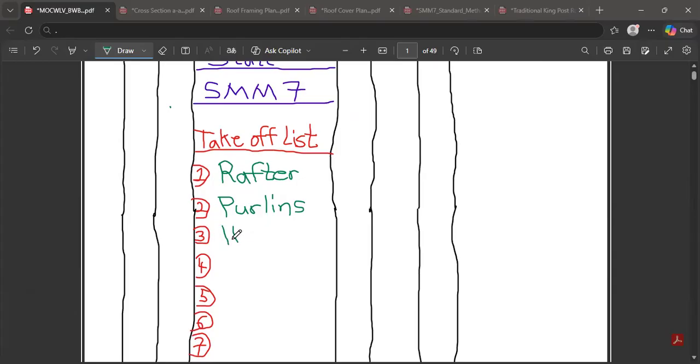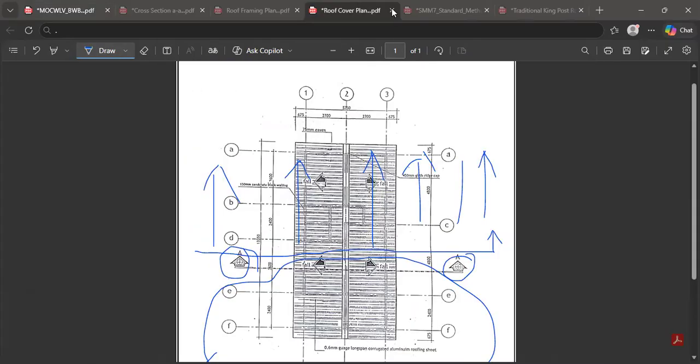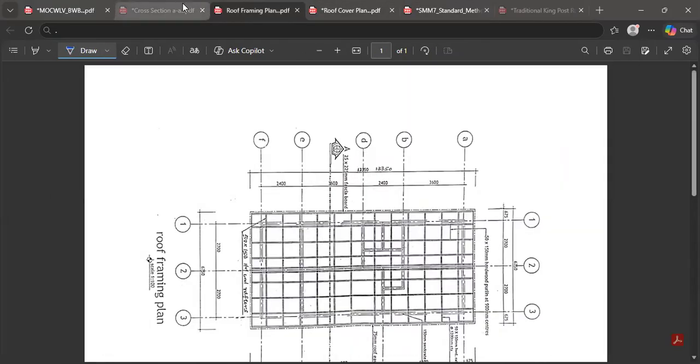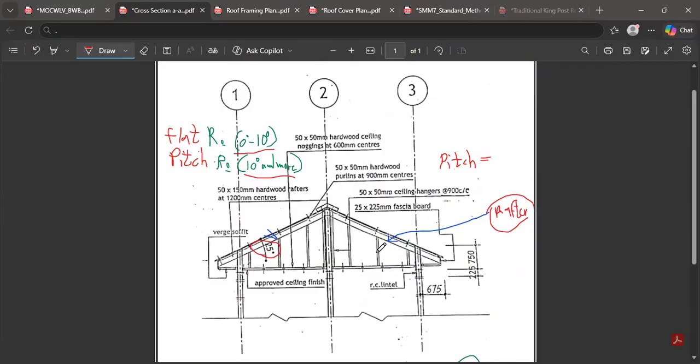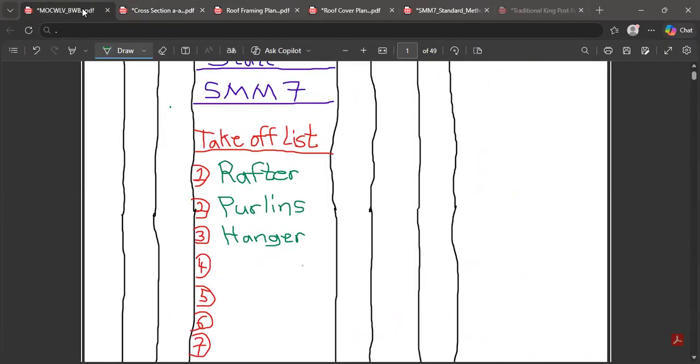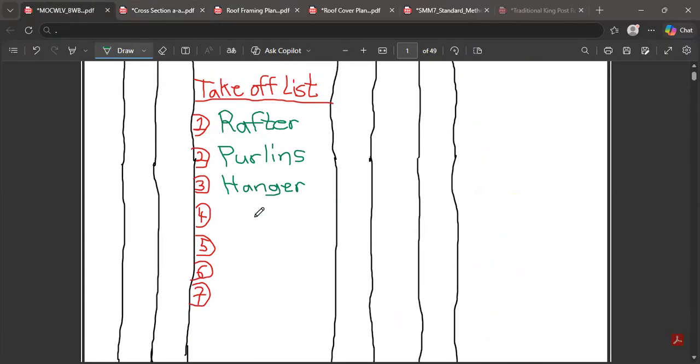After the purlins, what are we going to? We are going to the hangers. I hope you have seen a hanger before. Yes, please. Okay, so I want to show you a hanger now, just for learning purposes. So this is a hanger. This wood you see over here, this is an example of a hanger. Exactly. That is the hanger I just showed you.